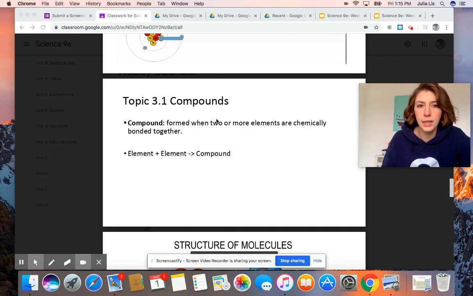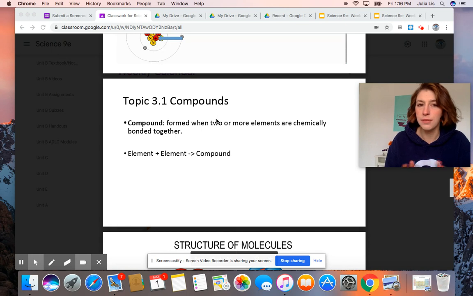Okay, so we're going to look at compounds. So far we've just been talking about elements. An element is something that you would find on the periodic table. It's a pure substance. So hydrogen is an element, sodium, lithium, potassium, gold, silver. Those are all individual elements, going from 1 to 118.